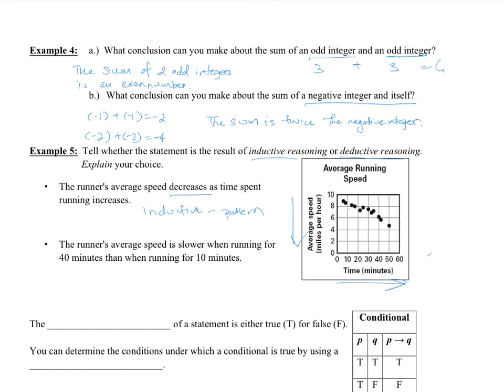And for the second one here, the runner's average speed is slower when running for 40 minutes than when running for 10 minutes. So we're actually using values here to compare. So we would say deductive, basing it on facts, comparing values that are given on the graph. And we will continue the lesson in class.